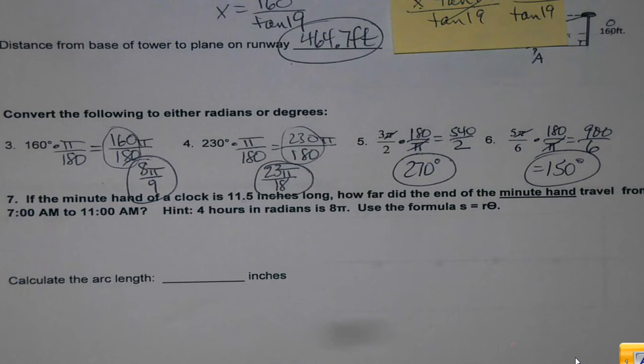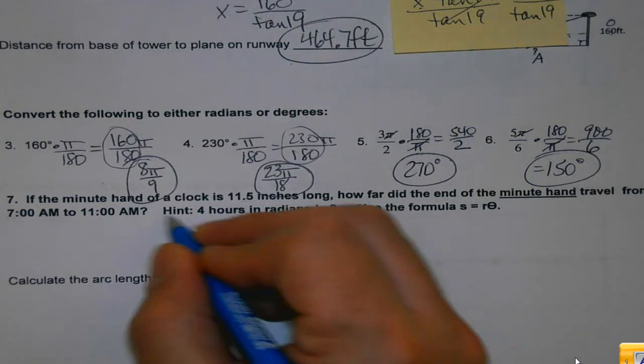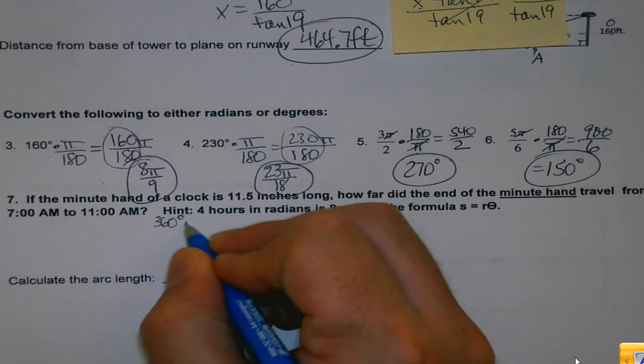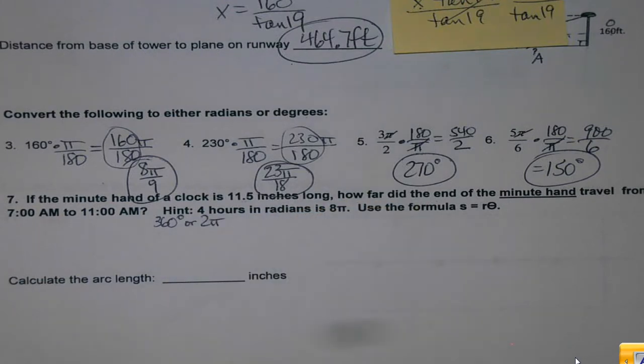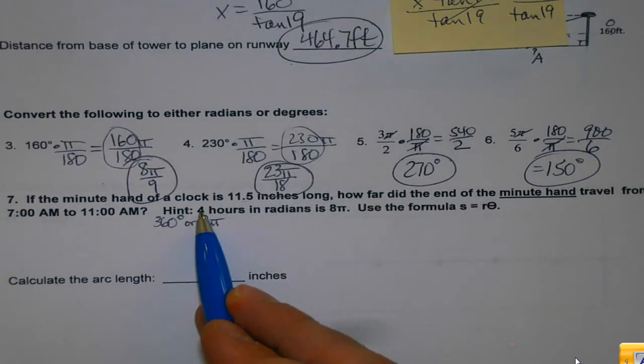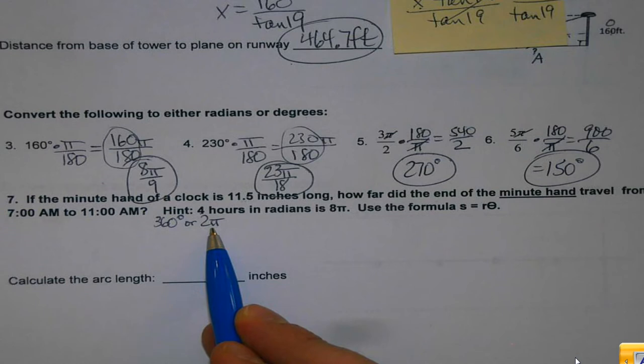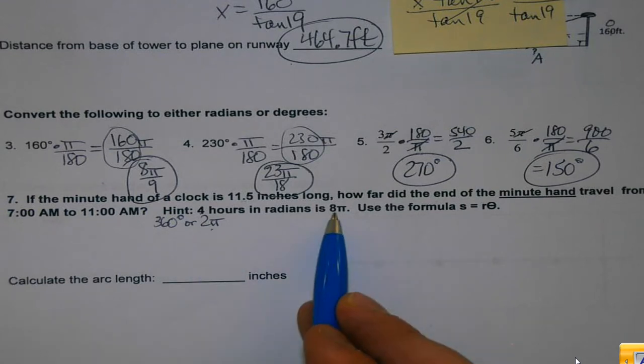So how far does the end of the minute hand travel from 7 a.m. to 11 a.m.? Well, think about it for a minute. Every hour it goes all the way around, 360 degrees, or 2 pi. So in 4 hours, going around 2 pi every hour, that'd be 8 pi.